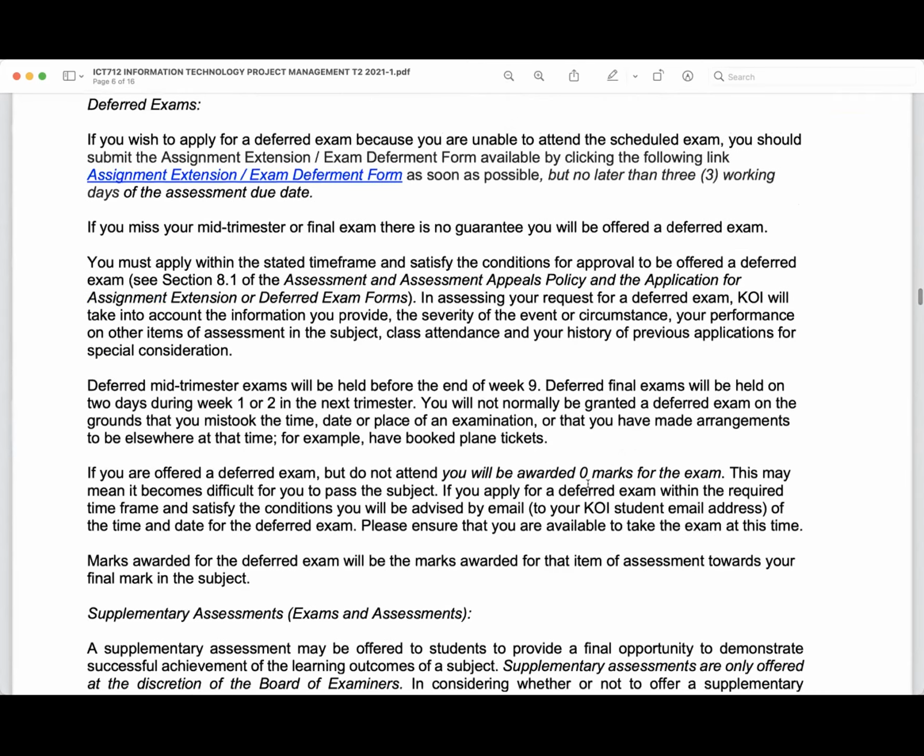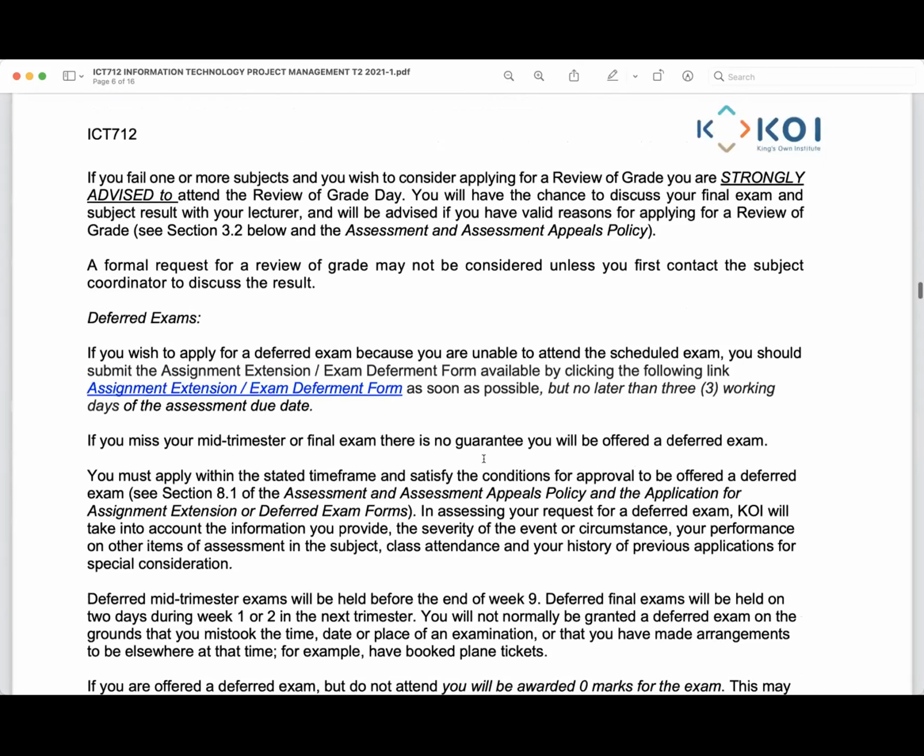Now, you probably want to have a read about some rules. If you wish to apply for a deferred exam, you are unable to attend the scheduled exam, you should submit an assessment extension or deferment form, available by clicking on the link, as soon as possible, but no later than 3 working days of the assessment due date. So that's one thing to bear in mind.